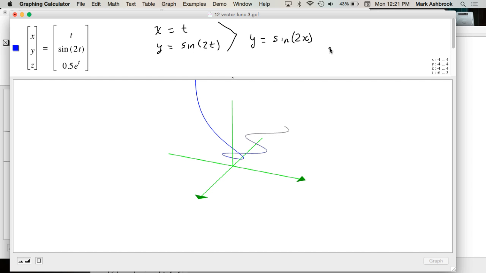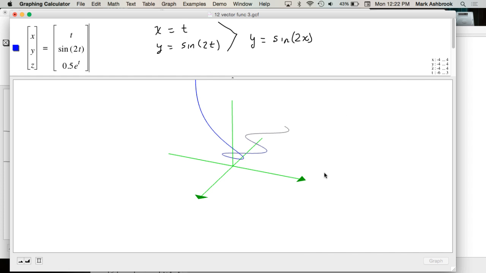Which is a familiar sine function, right? So this vector function has y equals sine of 2x as one of its faces, meaning one of its perspectives. How can we see that perspective? We need to get rid of z. If we eliminate z from the view of it, then we ought to see y equals sine 2x.